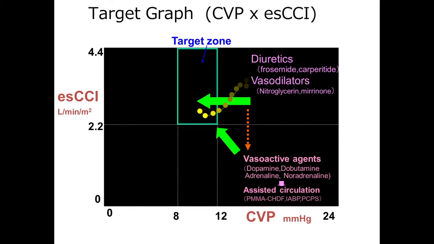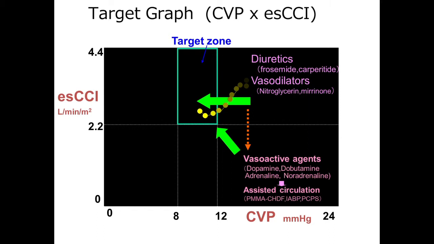And this is another example. We have the cardiac index here and CVP here. In this case, the patient is in the upper right corner, which means the patient has too much fluid. So we have to reduce the fluid from the patient. Otherwise, the heart has to work much harder and the lungs have some problems. So in this case, the medication can be decided by the doctor.